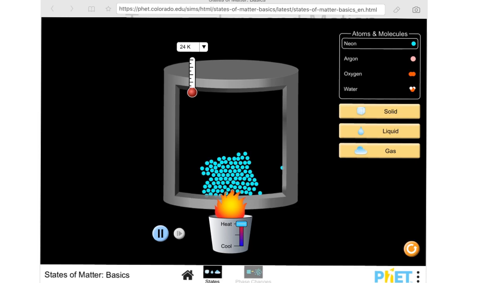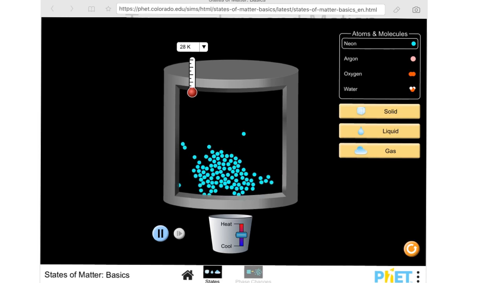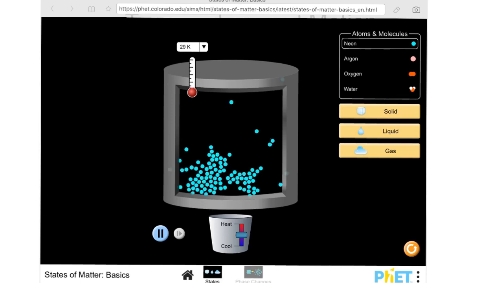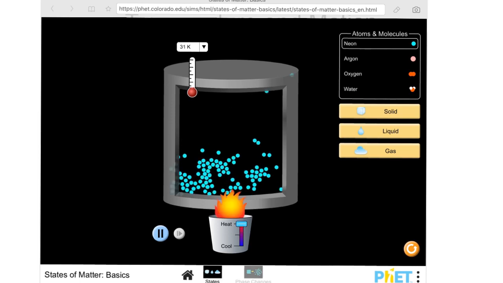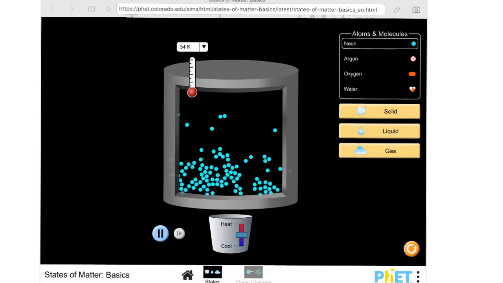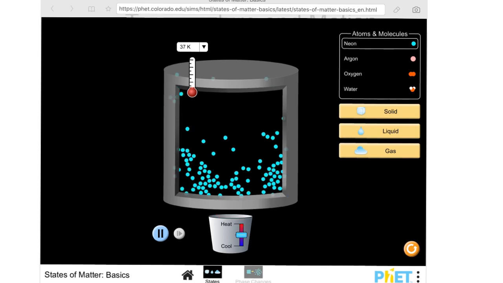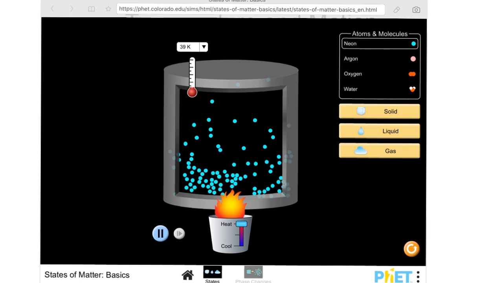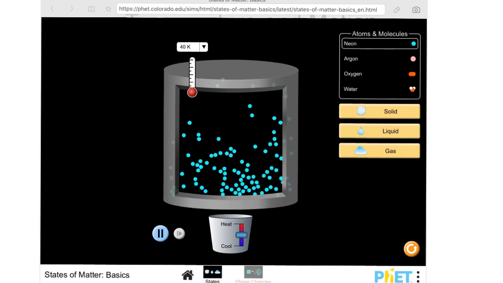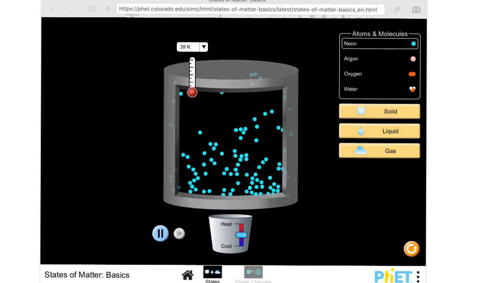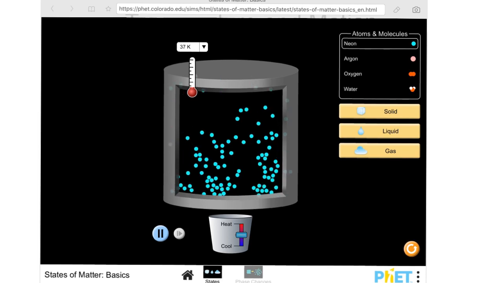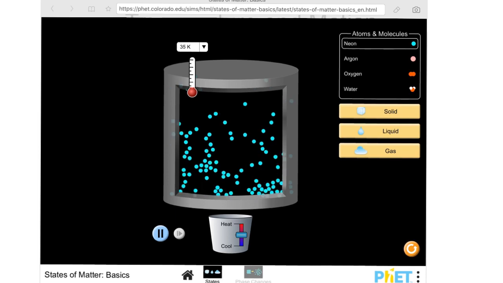So as heat is applied, the kinetic energy of the particles increases. As the kinetic energy increases, you'll see the particles moving around more. And now some of them are entering the gas phase, moving around the container. So the higher the temperature, the greater the kinetic energy, so the molecules will be moving around more. If we cool our particles back down, then you will start to see their molecular motion slow down.